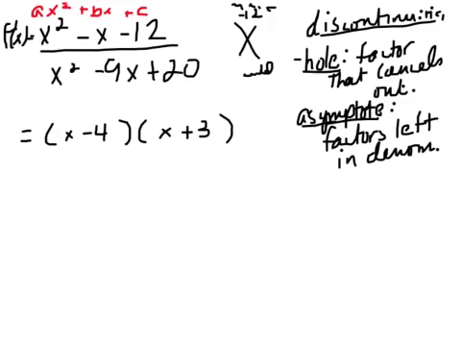So what two numbers multiply to give me negative 12 and at the same time add to give me negative 1? Well, that was negative 4 and 3. So that's why I factored it the way I did. I took this negative 4 and I stuck an x with it, and I took the 3 and I stuck an x with it, and that's how I factored the top.